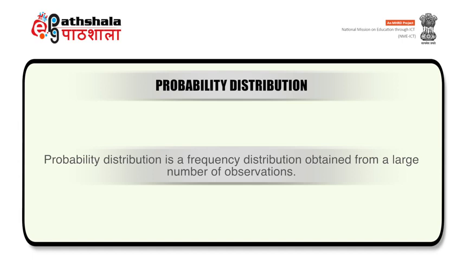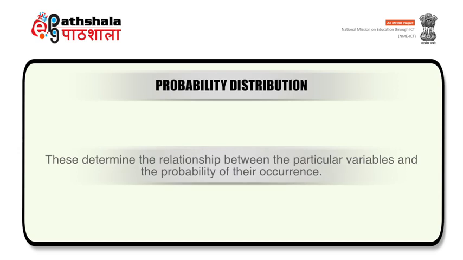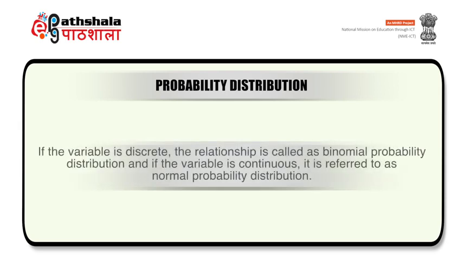Probability distribution is a frequency distribution obtained from a large number of observations. These determine the relationship between the particular variables and the probability of their occurrence. If the variable is discrete, the relationship is called binomial probability distribution, and if the variable is continuous, it is referred to as normal probability distribution.